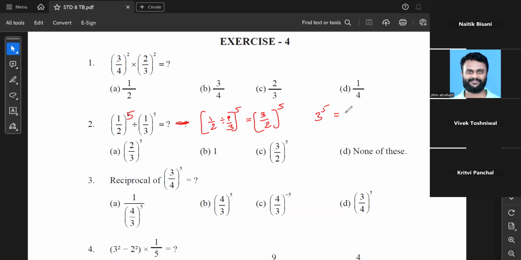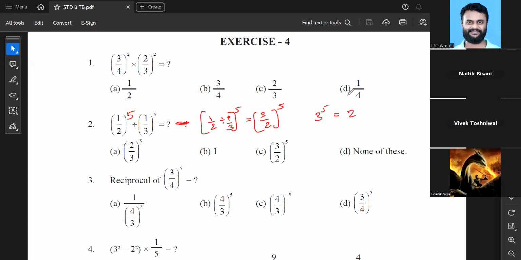Yes. What is 3 raised to 5? It's 273, right? It should be 243. हाँ 243 या 273 कुछ तो है उसमें. I don't know exactly. It should be something similar to that. 243. Okay, 243.